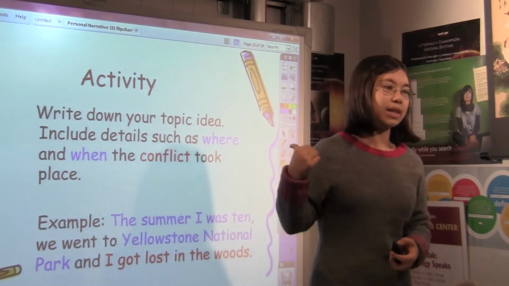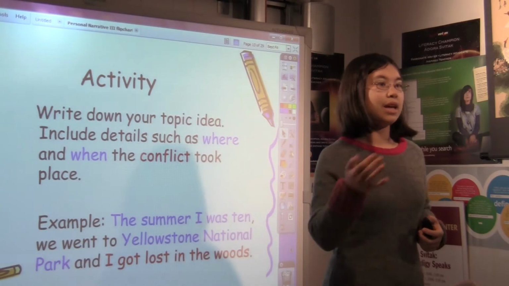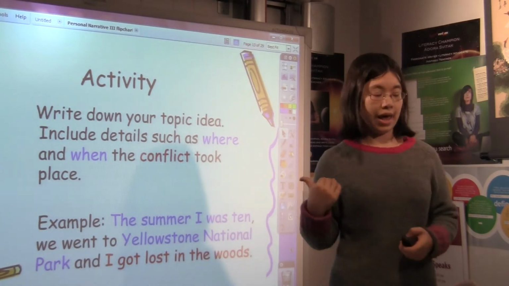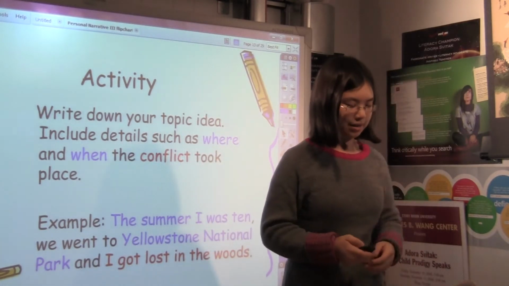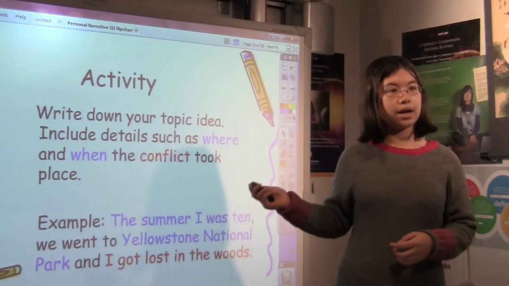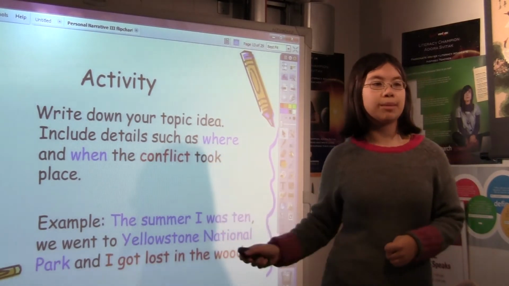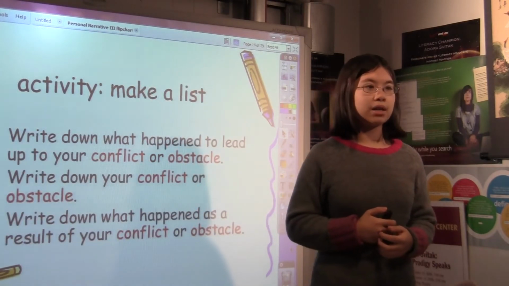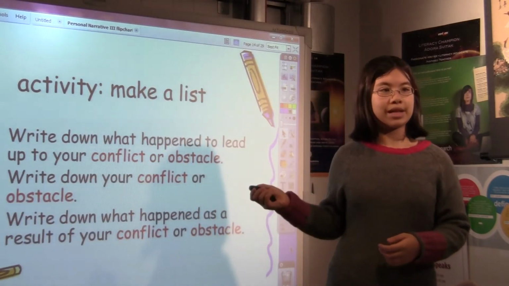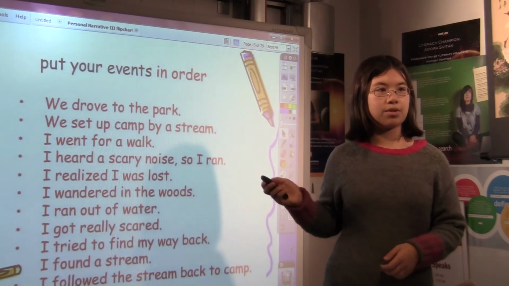Now the reason I had you write this down is because we're going to practice structuring the events that build up to that, or the reasons behind it. So for instance, the summer I was 10, we went to Yellowstone National Park and I got lost in the woods. I might take that and make a list of what happened to lead up to that conflict or obstacle. So let me show you this.